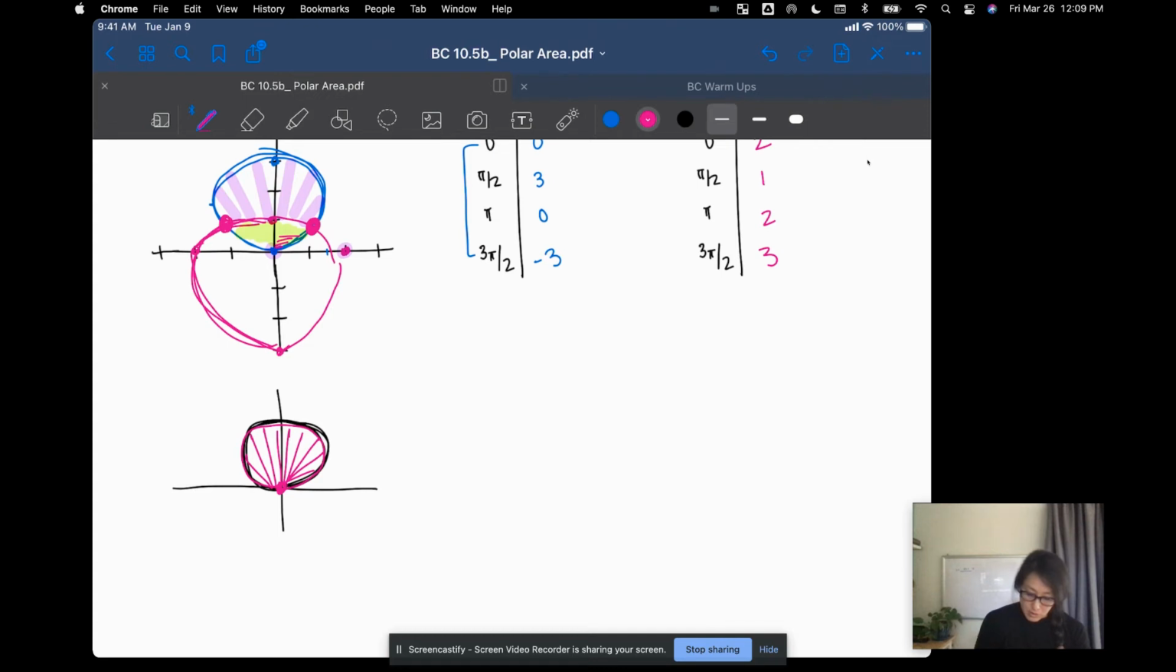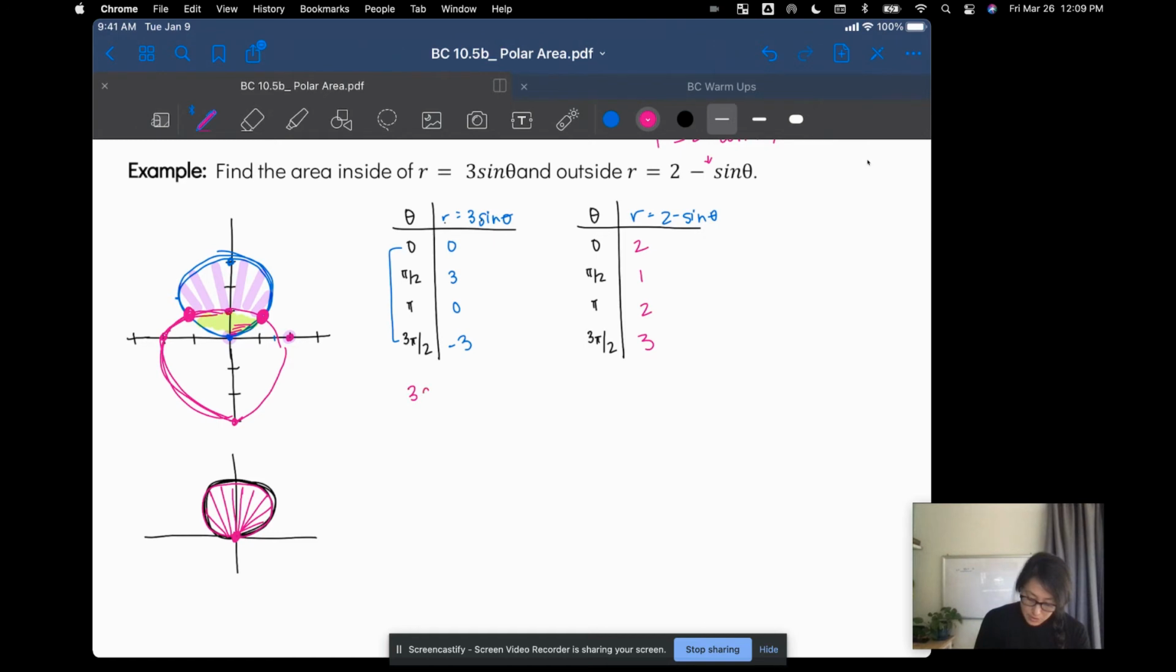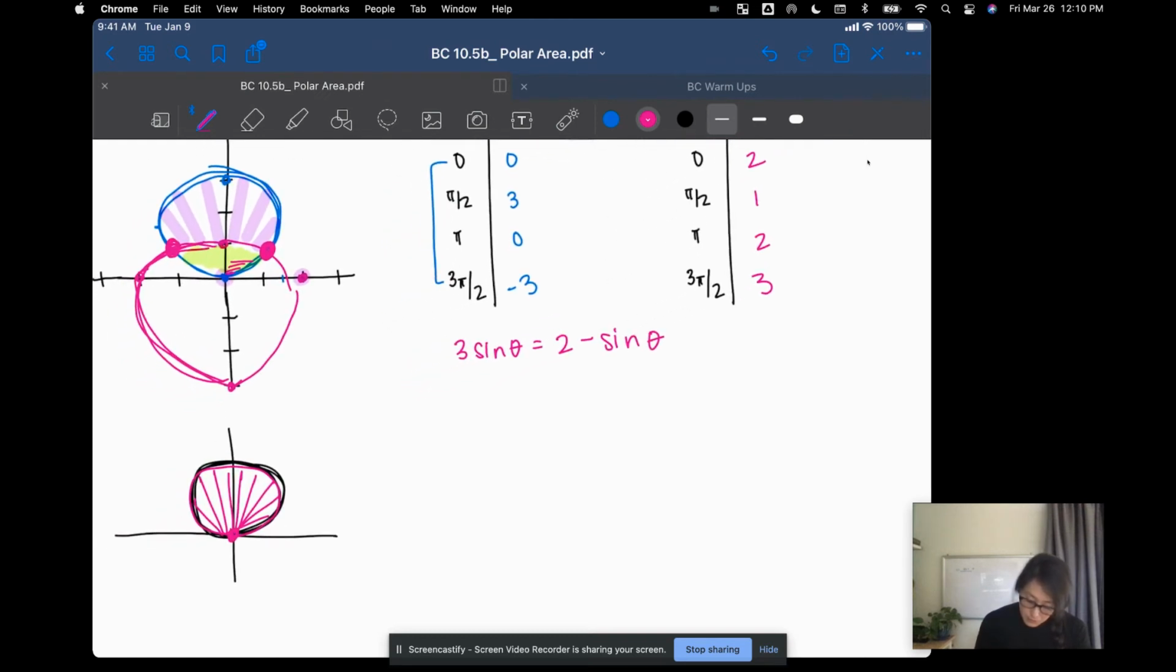Okay, so I'm going to set the two curves equal to each other. The two curves are 3 sine theta is equal to 2 minus sine theta. Okay, so then I'm going to add sine theta to both sides. And I get 2 is equal to 4 sine theta. Divide by 4, excuse me. So the sine theta is equal to 1/2.